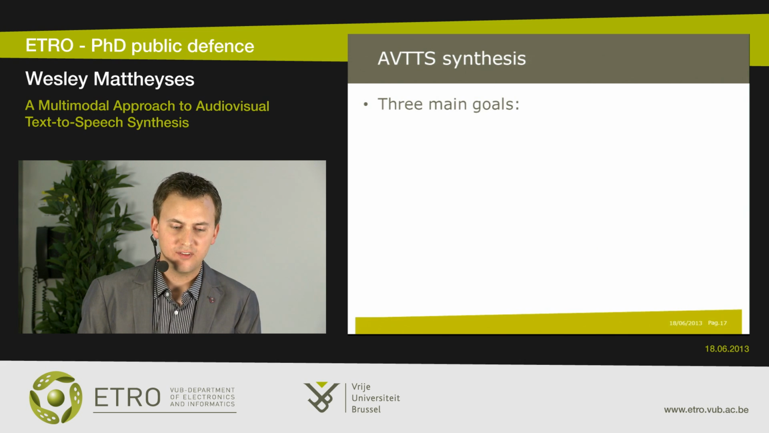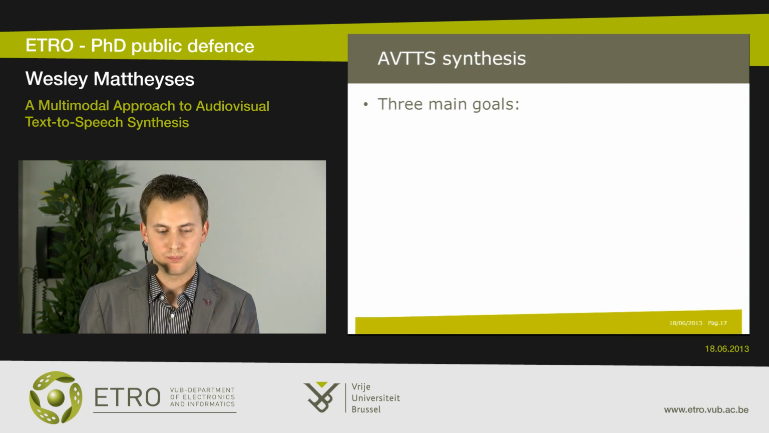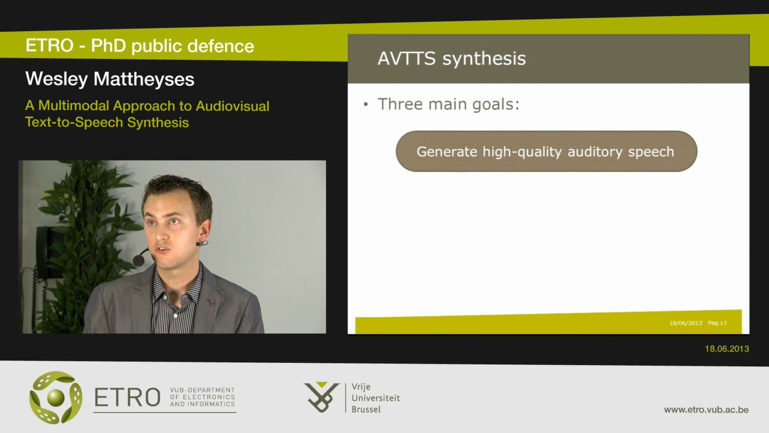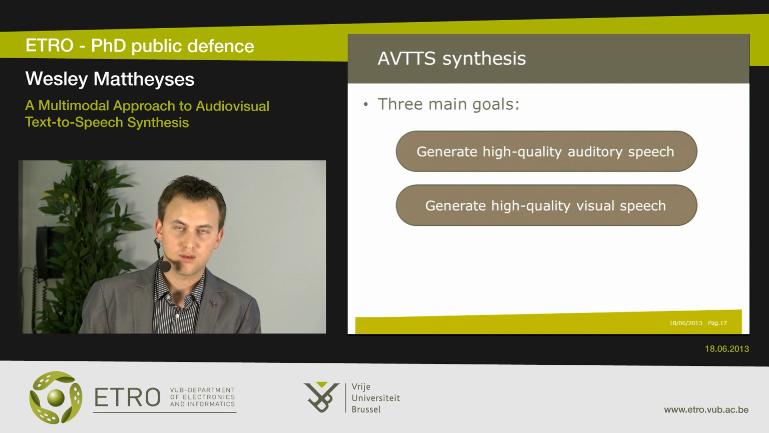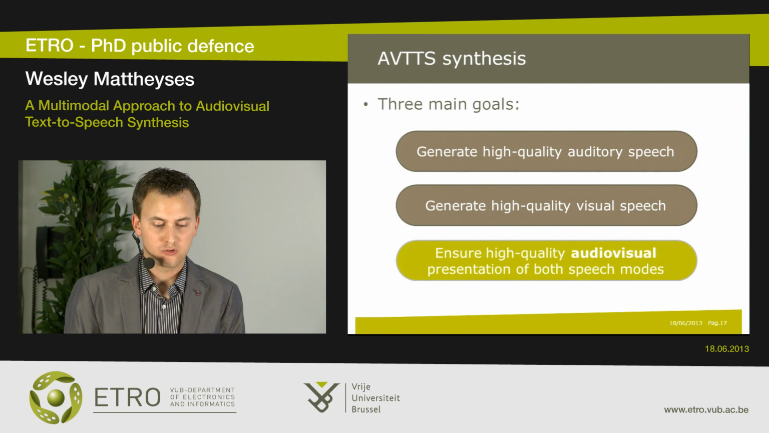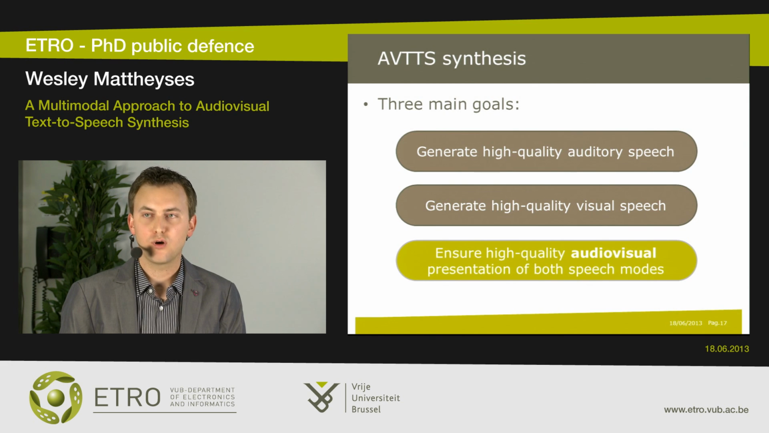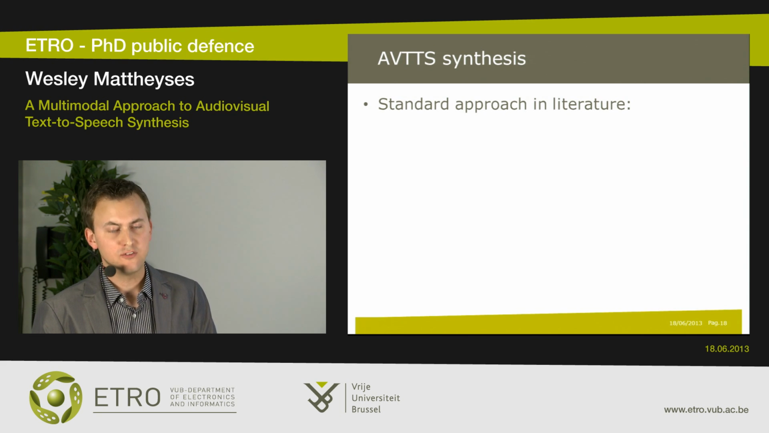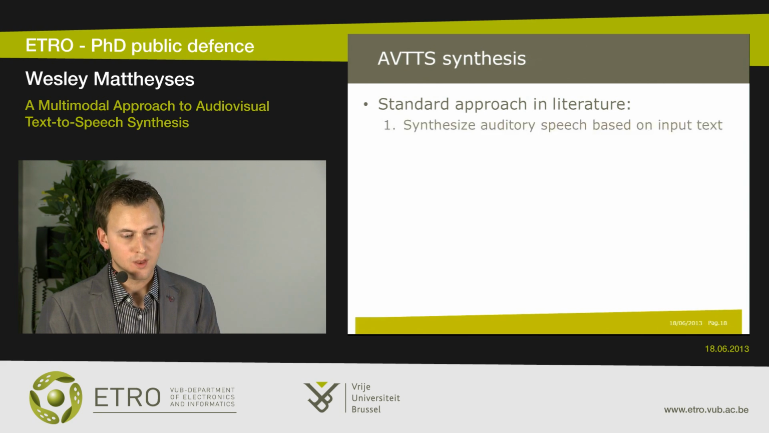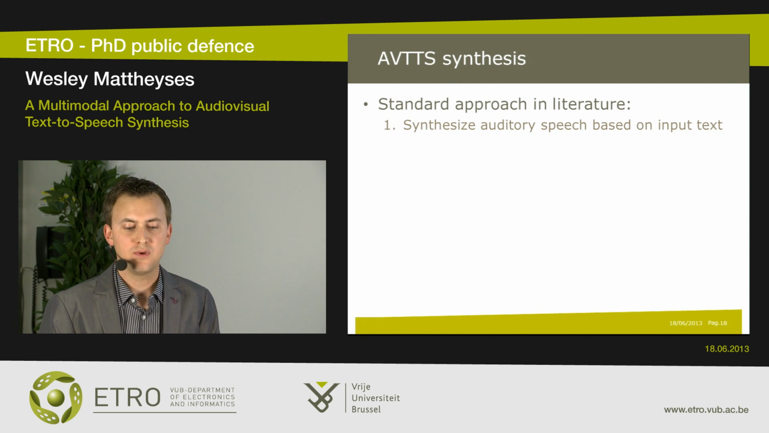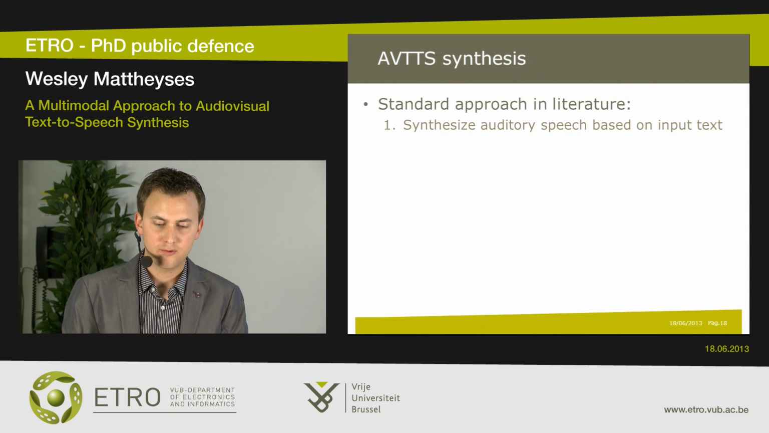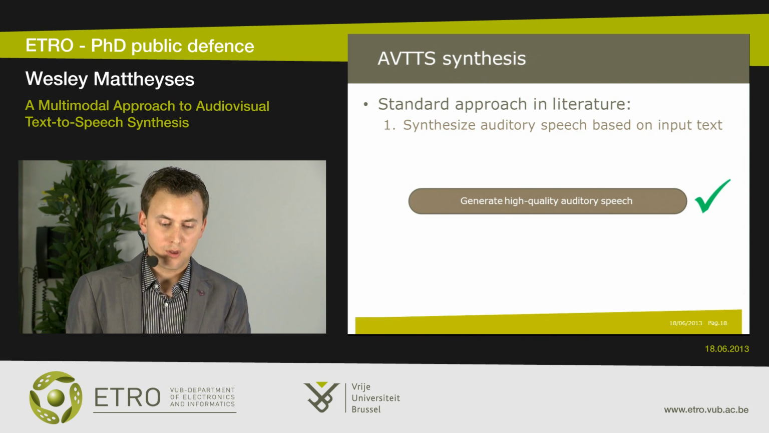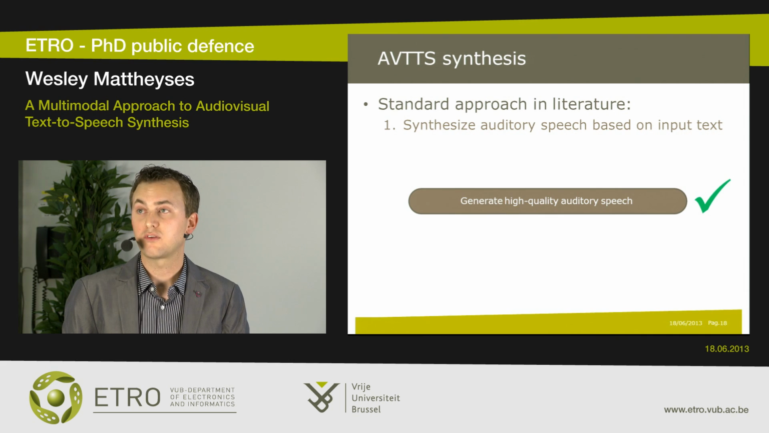Okay, an AVTTS synthesizer has three main goals. It has to generate a high-quality auditory speech signal. It has to generate a high-quality visual speech signal. But it also has to ensure a high-quality audiovisual presentation of these both speech modes. And now the standard approach we find in the literature for AVTTS synthesis is in the first step to synthesize the auditory speech based on the input text using a separate auditory speech synthesizer. Okay, these systems, you can buy them online, you can buy them in the shop. These systems have developed to generate high quality auditory speech, so that's okay.